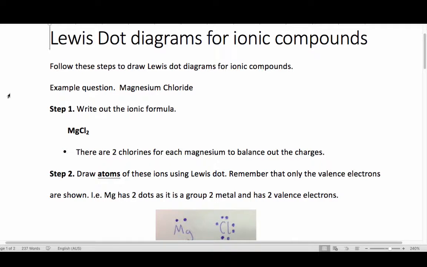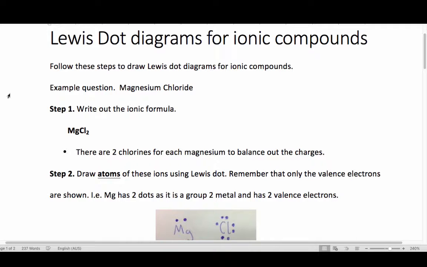There is some confusion about how to draw Lewis structures for ionic compounds still. So in this video we'll go through the sheet that I gave you called Lewis dot diagrams for ionic compounds. I'll talk you through it and that should help you. After that I'll draw a couple of examples of Lewis dot diagrams for ionic compounds.